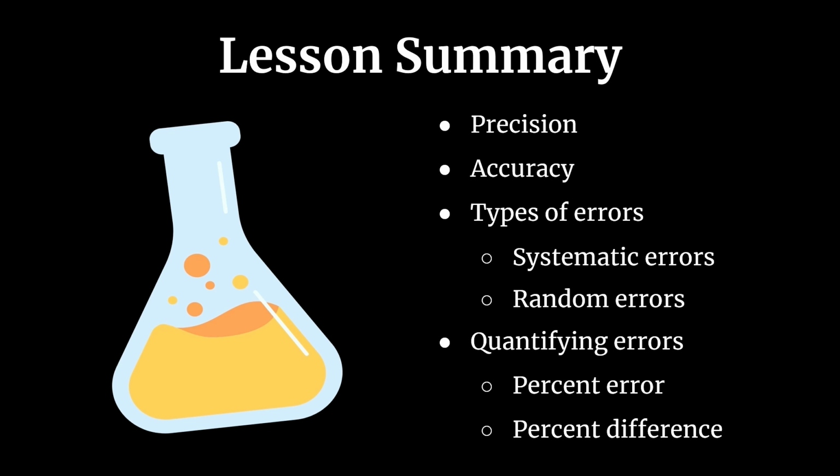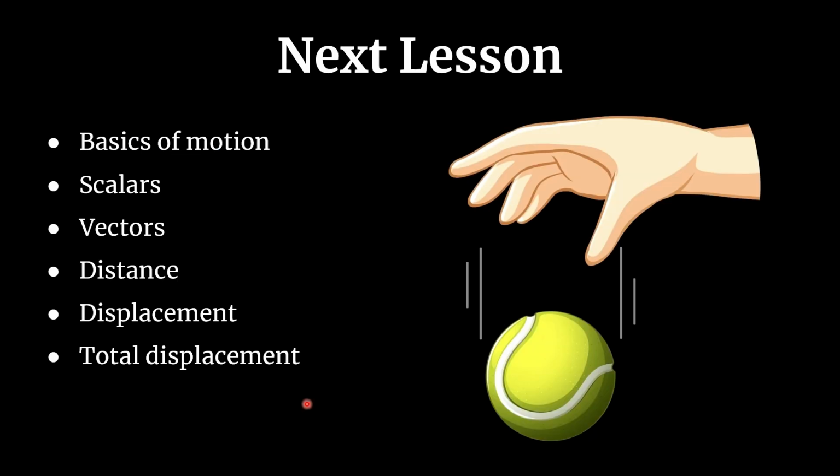Let's summarize what we have gone over in this lesson. We looked at the differences between precision and accuracy, as well as the two main types of errors, systematic and random errors. We also looked at how to quantify errors with the concepts of percent error and percent difference. In our next lesson, we'll actually be moving into our next unit, which is kinematics. And we're going to look firstly at the basics of motion, then we're going to look at scalars and vectors and what is the difference between these two, as well as distance, displacement, and total displacement.